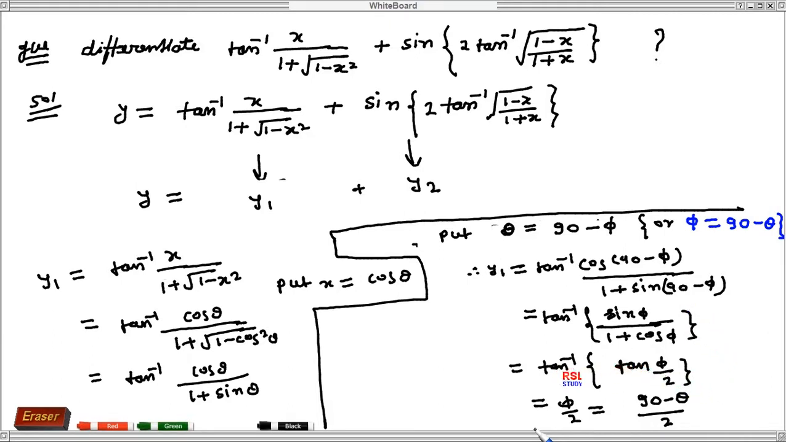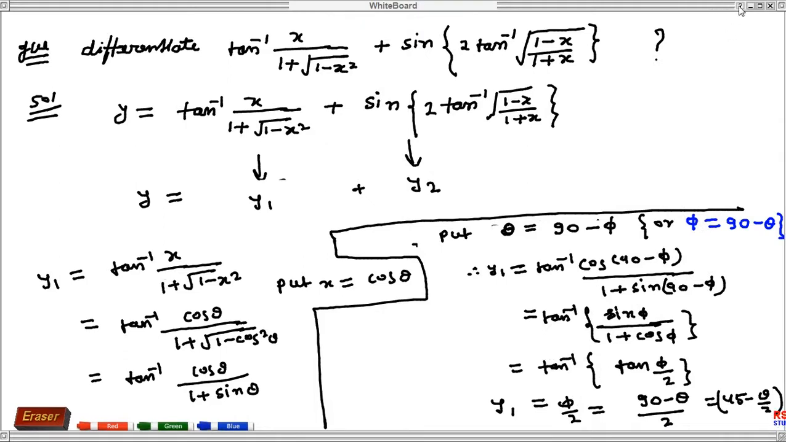So tan inverse tan phi by 2 can be written as phi by 2, and phi equal to 90 minus theta, since theta was 90 minus phi, so when phi comes here, theta goes there. That's why I have written phi equal to 90 minus theta. So overall this is 90 minus theta by 2, which can be written as 45 minus theta by 2. So y1 comes out like this.